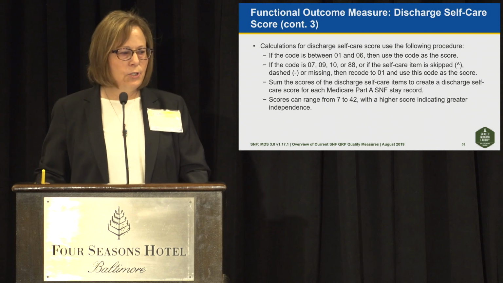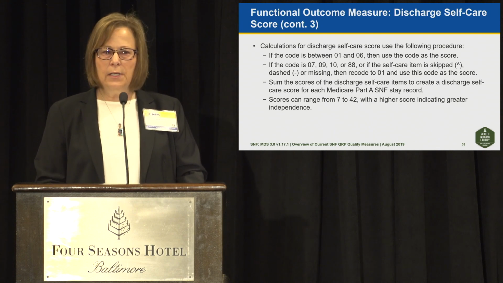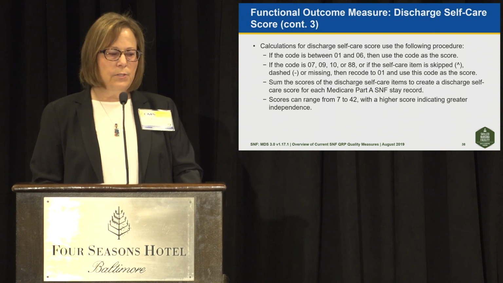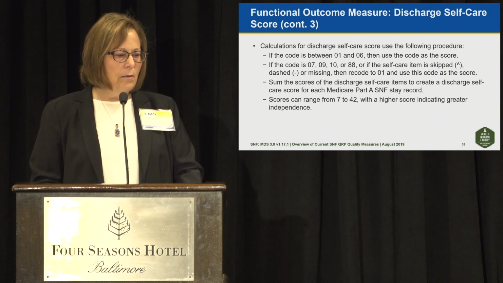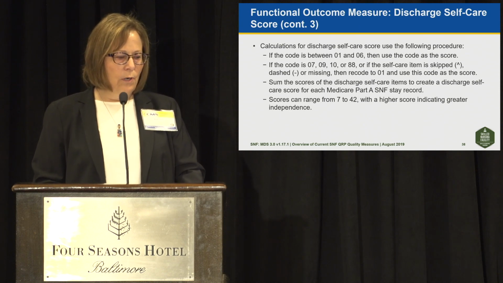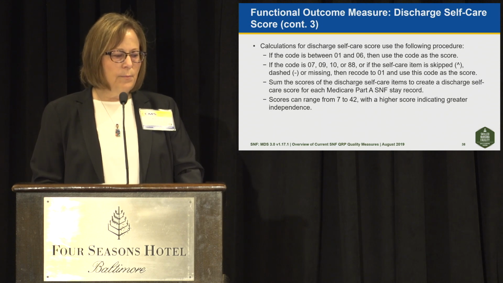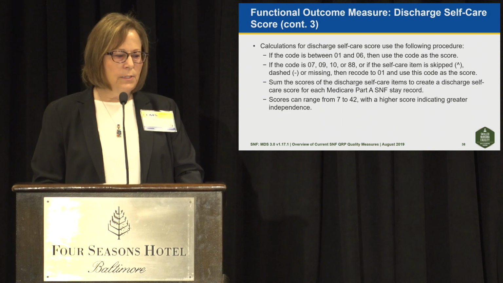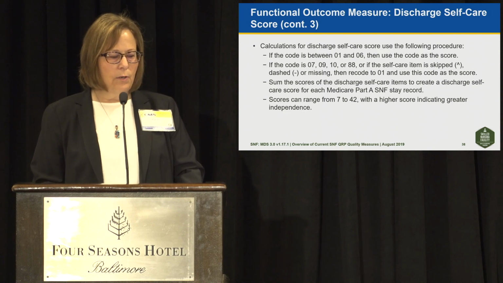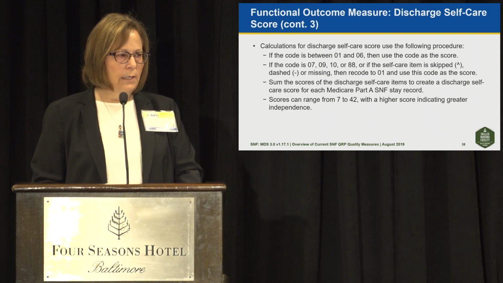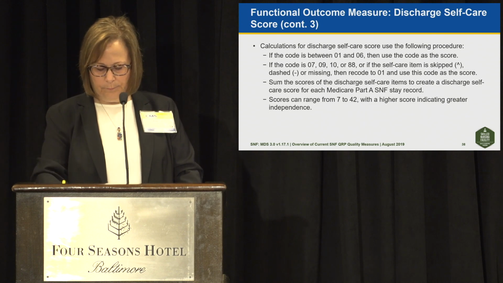And the calculations should look familiar. If the code is between 01 and 06, you use the code as the score. If the code is 07, 9, 10, or 88, the self-care item is skipped. If it's dashed or if it's missing, then the item is recoded to 01. Sum the scores of the discharge self-care items to create a discharge self-care score for each Medicare Part A SNF record, and the scores can range from 7 to 42, with a higher score indicating greater independence.